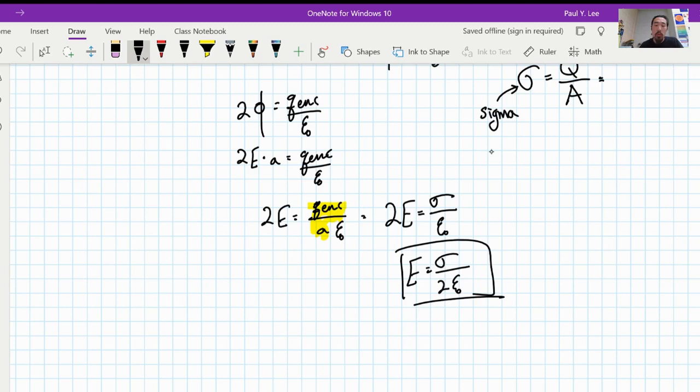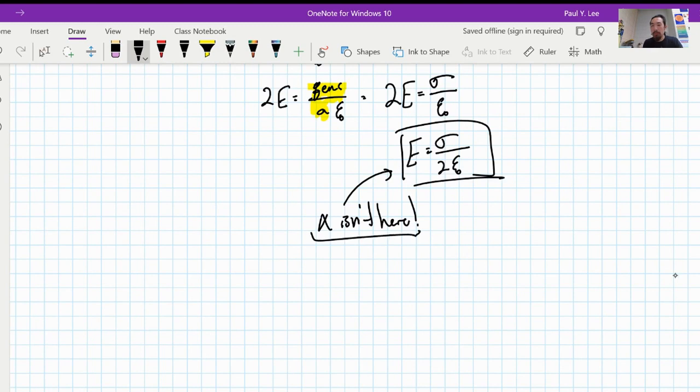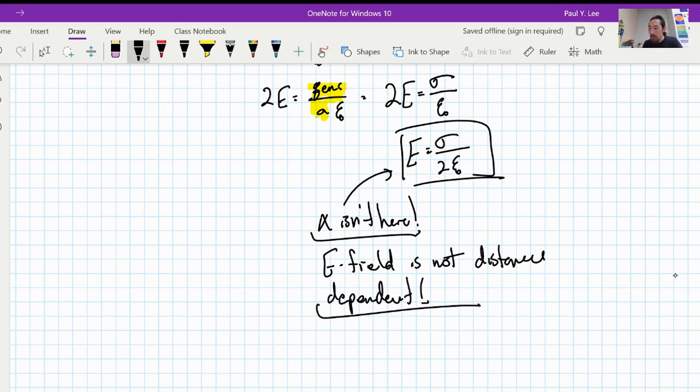If you go back to the very beginning, the question was, what is the E field at point X? Okay, so we extended out our Gaussian box to point X, and this is what we got. And yeah, something I want you to notice here. Even though it's at point X, X isn't here. X isn't there. So what does this mean? It means that the E field is not distance dependent. The E field is not distance dependent. And there's a reason for this.